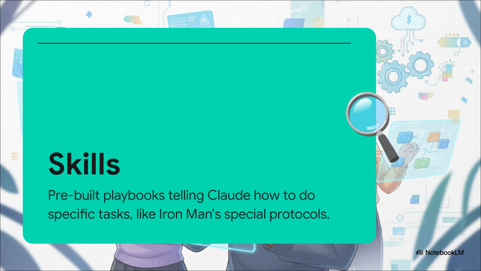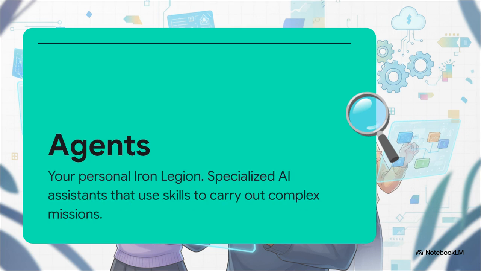Need to create a spreadsheet? There's a skill for that. Need to analyze a PDF? Yep, there's a skill for that too. And then you have agents. Now, if you remember the House Party protocol, where Tony Stark calls in this entire army of suits, that's his Iron Legion. Well, in Claude Code, agents are your personal Iron Legion. They're multiple AI assistants, and each one is specialized for a very specific mission.